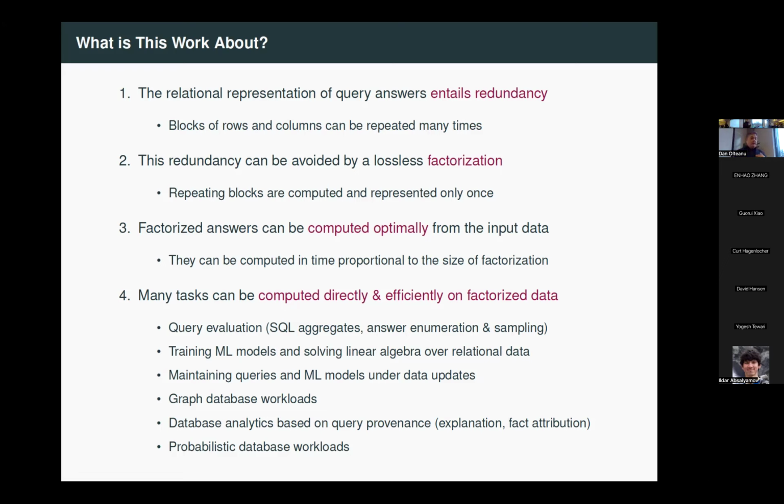And then there are ways to also factorize the provenance of a query and use it to explain, for instance, why certain records are in the output of a query, or to calculate something called fact attribution using Shapley value or Banzhaf values to compute how relevant an input tuple is to the output of a query, right? And these things can be done by exploiting the provenance of the query, but you can do it more efficiently if the provenance is factorized.